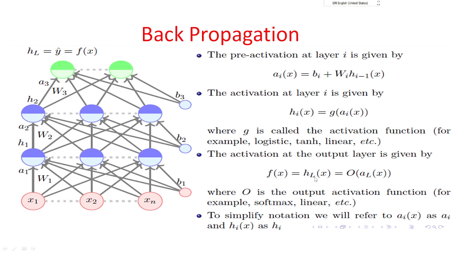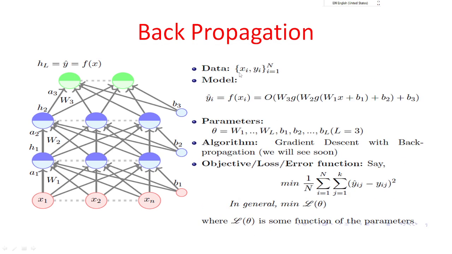HL of x equals the output of AL of x. AL is the pre-activation at the output layer, and this is fed as input. The output activation function will be softmax or linear. Normally softmax is used as the output activation function, not in the intermediate layers. Softmax is usually used for classification problems. To simplify the notation, A of x is denoted as Ai, and H of x is denoted as Hi.